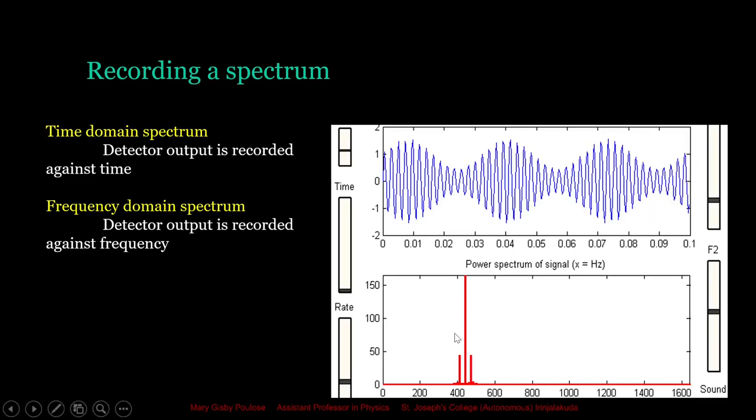Whereas in the frequency domain spectrum, the output is recorded against frequency. That is, this lower graph shows the frequency domain spectrum. And here I can see what all frequencies are present at that time. So at this instant, I'm not seeing that complete wave. I'm only seeing the frequencies that are available in the output at that particular point. Usually we take spectra in the frequency domain.